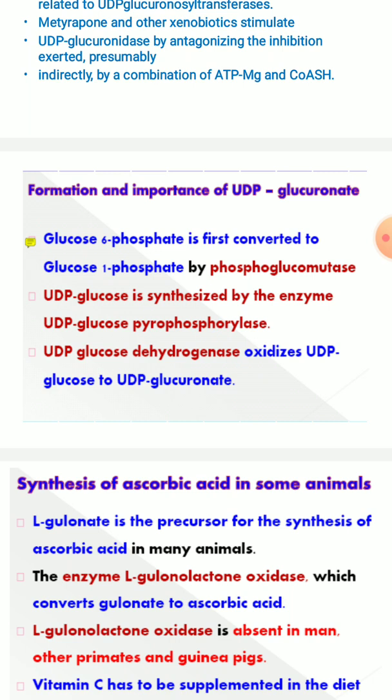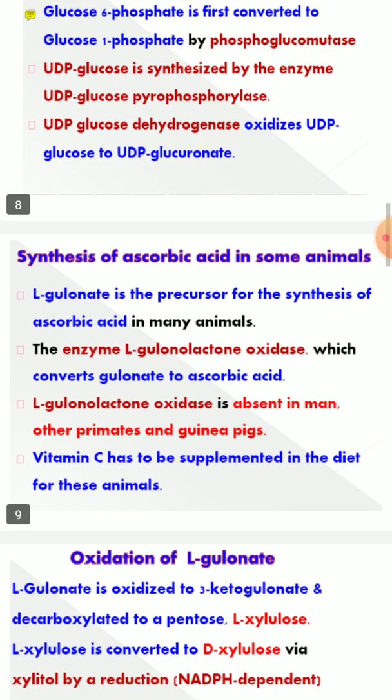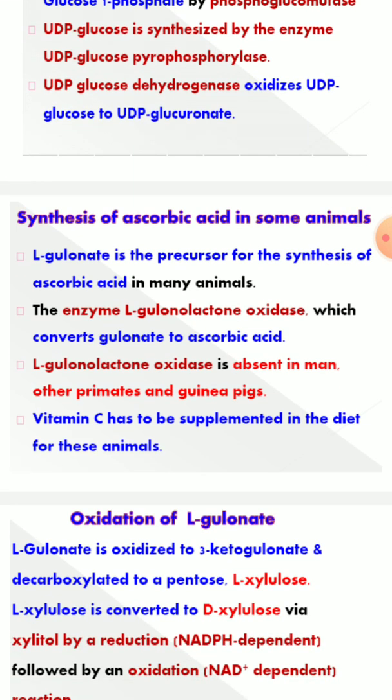It shows the dehydrogenase activity, where you can observe here an oxidation reaction is going to happen, that is UDP glucose to UDP glucuronate formation. And next will be the synthesis of ascorbic acid in case of some animals, not in case of guinea pigs as well as primates. So this L-gulonate, which is going to be formed from UDP glucuronate, is the precursor mainly for the synthesis of ascorbic acid. So in case of many animals you can observe this formation of ascorbic acid.